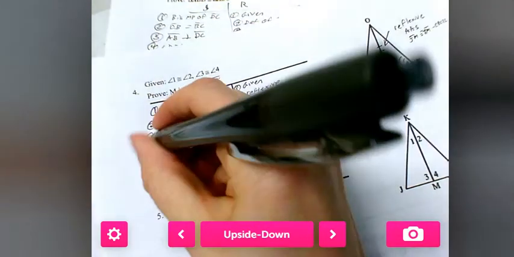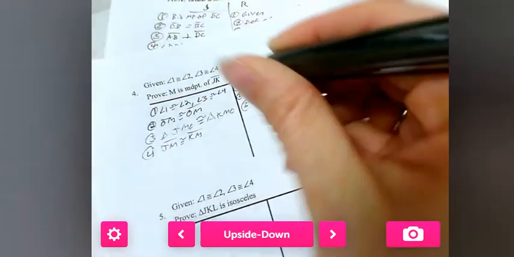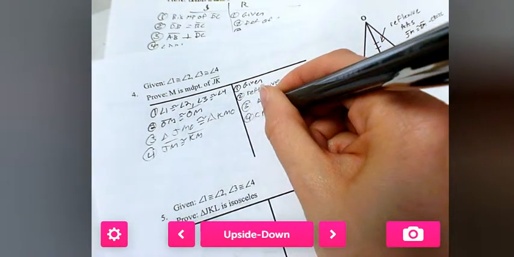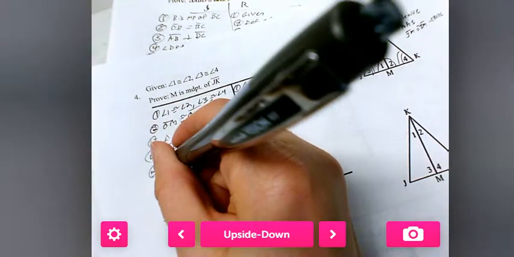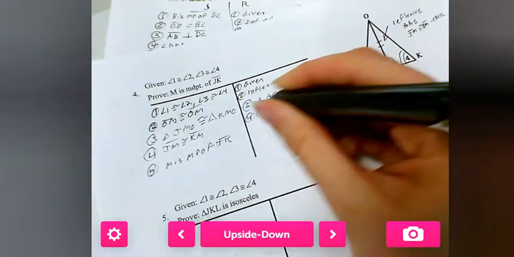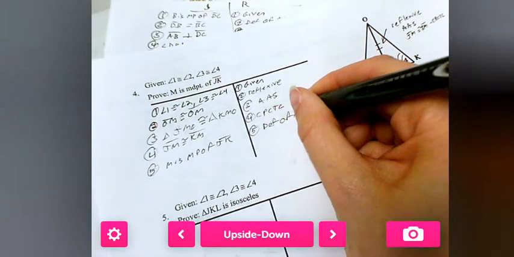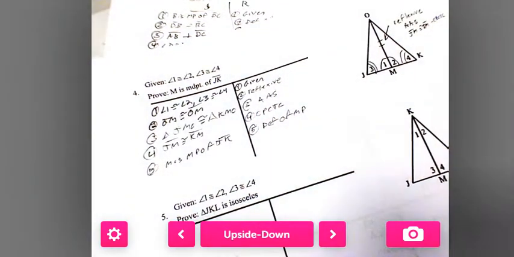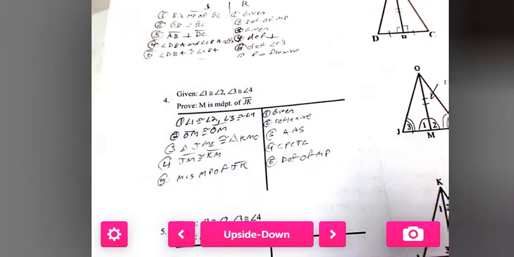Step 4, JM is congruent to KM, CPCTC. Step 5, M is midpoint of JK, definition of a midpoint. How do we feel about that? Good? All right. Why don't we try 5 and 6 on our own, and then we'll compare answers. Go. Everybody do 5 and 6, both of them.